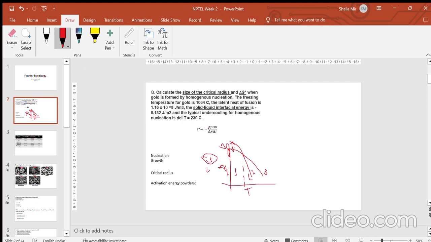Based on this numerical, you have to find the critical radius for the gold particle that will be formed after nucleation. So you will have to calculate this critical radius. You can take 5 minutes and try to solve it. After that, I'll solve it with you.